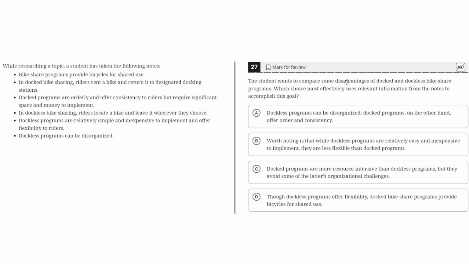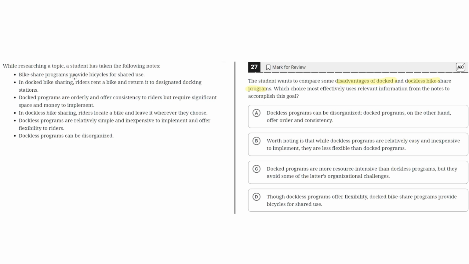Student wants to compare some disadvantages of docked and dockless bike share programs. Which choice most effectively uses relevant information from the notes to accomplish this goal? While researching a topic, a student has taken the following notes.